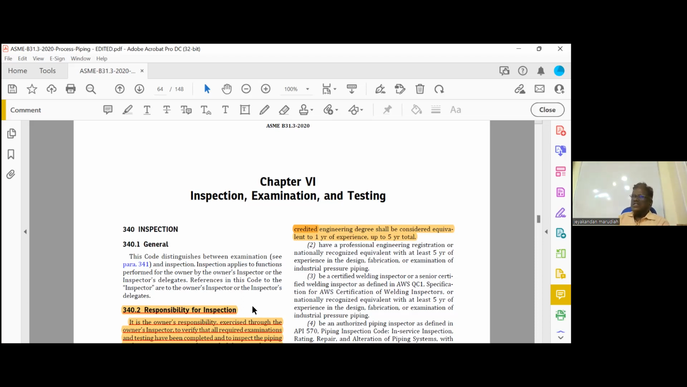This acceptance criteria is never asked in the exam. But the RT acceptance criteria they will ask. This PT, MT, UT acceptance criteria is not important.